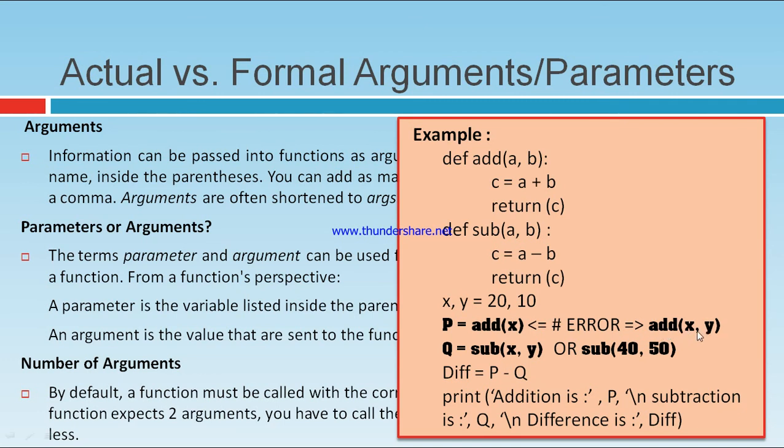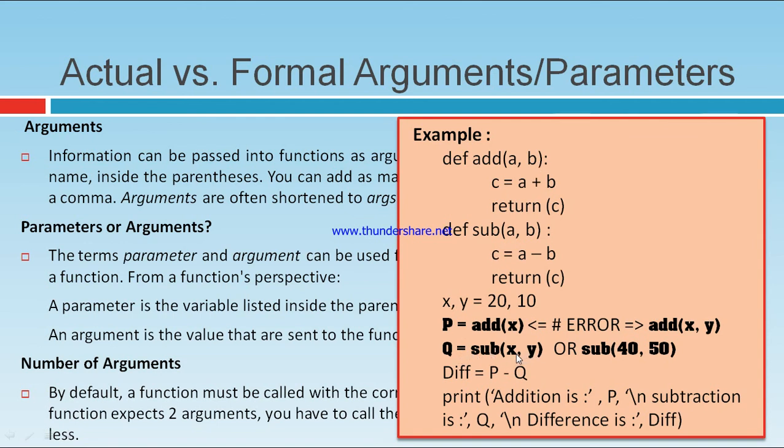This is the function calling statement. Add X comma Y. Here X and Y are known as arguments of the function, or we can say actual arguments, actual parameters of the function, because the function operates on the value of variables X and Y only. The actual value of variables X and Y is going to be supplied inside the function. Here the variable X value is going to be stored in variable A, and the Y value is going to be stored inside the variable B. Clear?